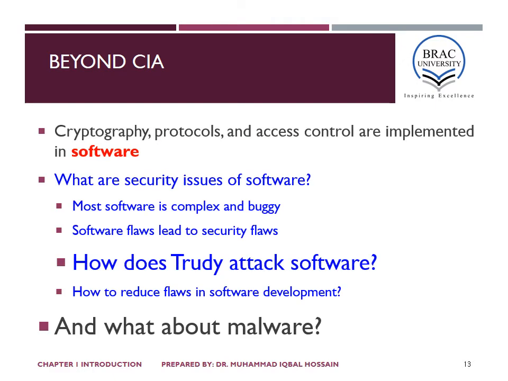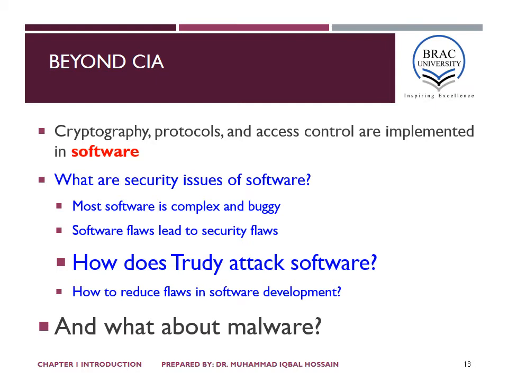And this cryptography, protocol and access control are implemented in software. So what are the security issues of software? Most of this software is complex and buggy. There are different flaws that lead to security flaws. So how does Trudy attack the software? How do we reduce flaws in software implementation and software development?